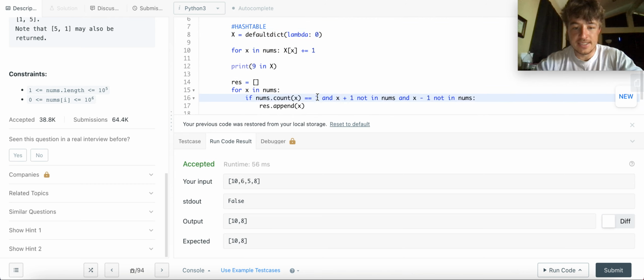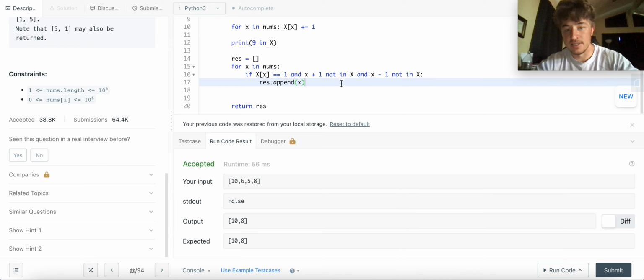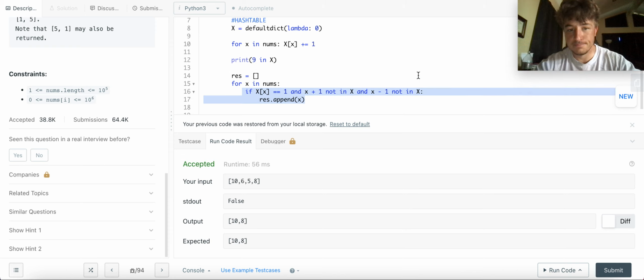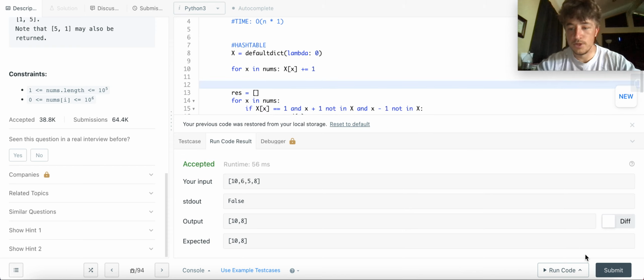So what we can do instead of count of x is say big X of x, and that's a constant operation. And we'll say, is x plus 1 in big X and x minus 1 not in X? If it is, then it's the case. And using a default dict, a dictionary hash table, checking if something's inside of it is a constant time operation. Checking if something else is inside is a constant operation. So now this is n operations, and each of them does amortized constant operations. And then we just submit that.